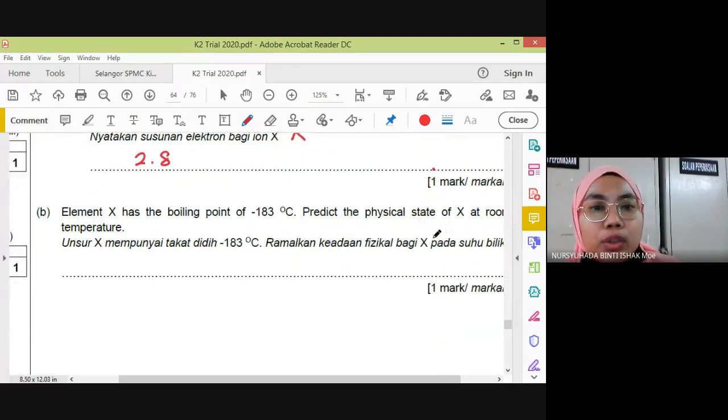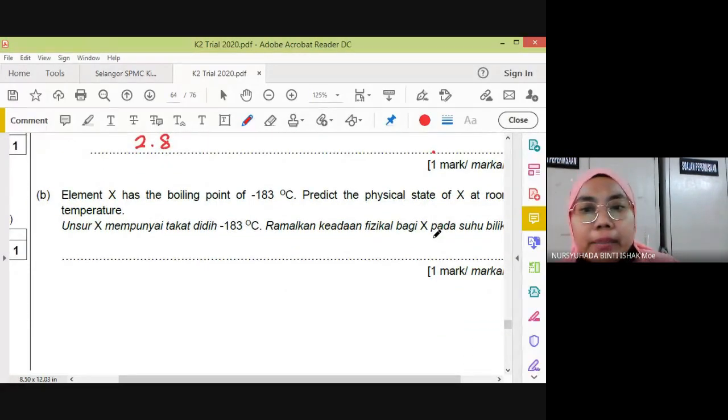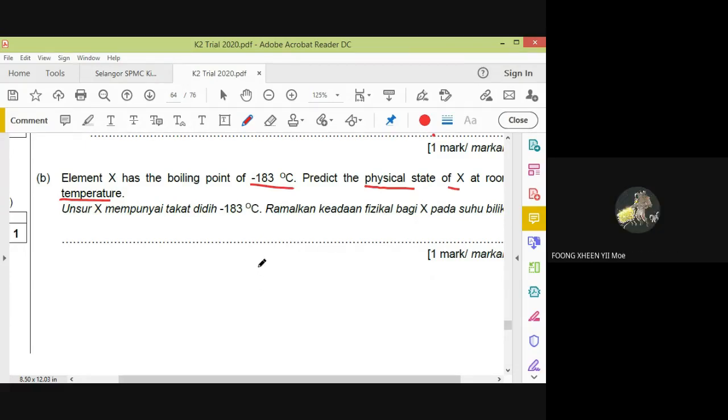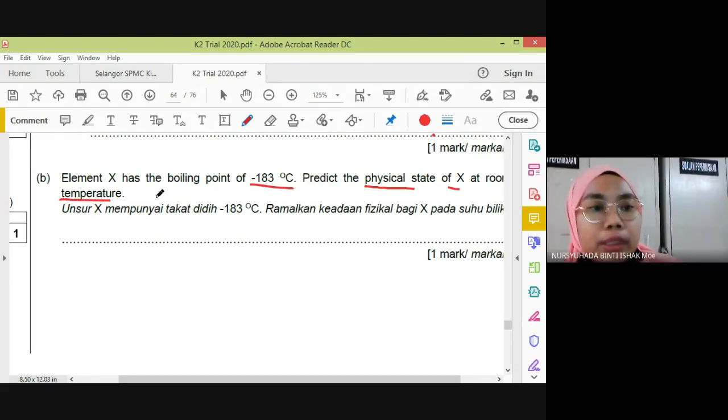Okay, now we go to question D. Element X has the boiling point of -183 degrees Celsius. Predict the physical state of X at room temperature. Okay, first of all, berapa room temperature? Room temperature is around 25. Okay, kita ambil room temperature is 25 degrees Celsius.